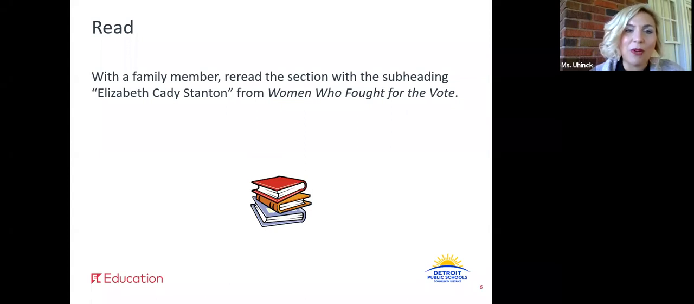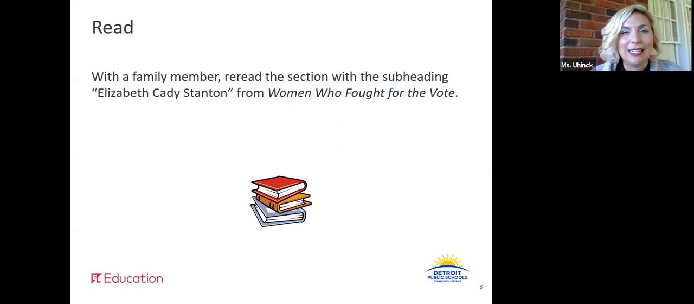Before we begin, we want to reread the text. Today, we're not going to reread the whole text. We're just going to reread a section of the text. In your article, I want you to find the subheading Elizabeth Cady Stanton. You can find that on the second page about halfway down. When you find that section, with a family member, a caregiver, or a friend, I want you to pause this video and reread that section.